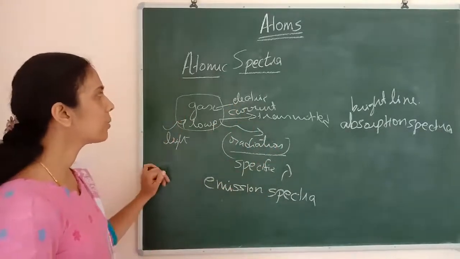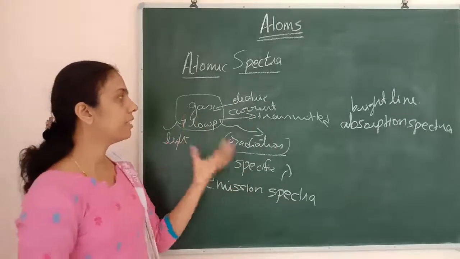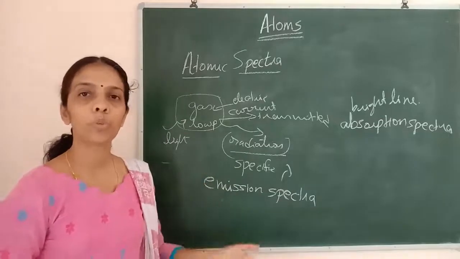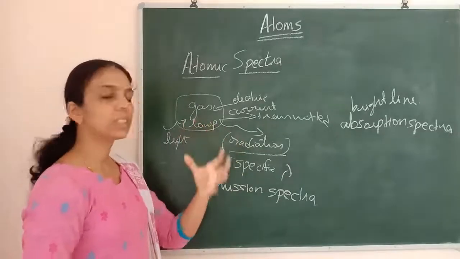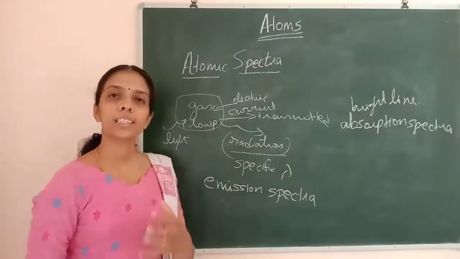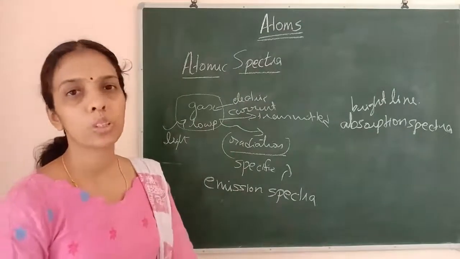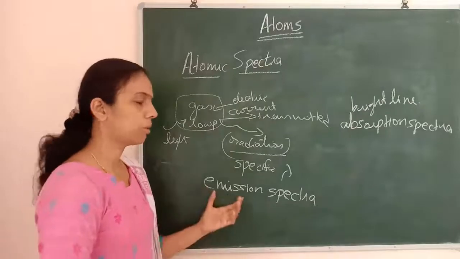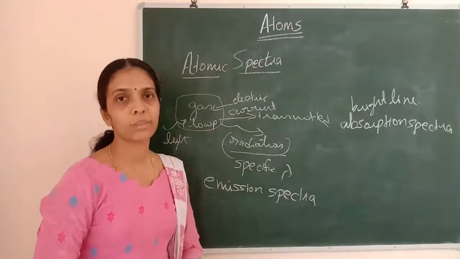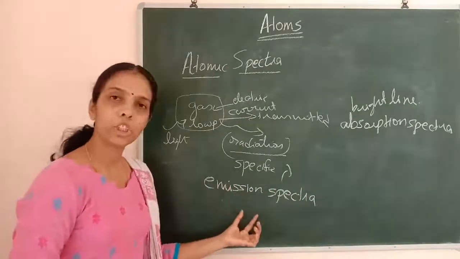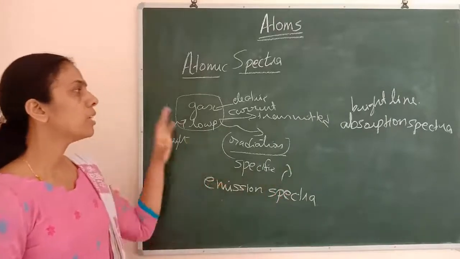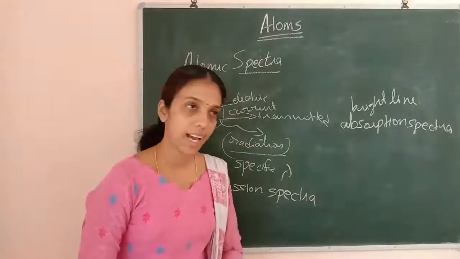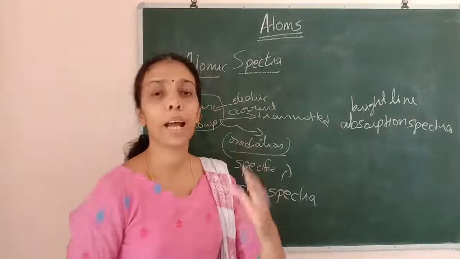I'll tell you once more. In an atomic gas under low pressure, we pass electricity through it. What will happen? The radiations will be emitted. These radiations include specific wavelengths. So these radiations are called emission spectra, which is observed as bright lines. Okay, when light is passed through the gas, the transmitted light includes some lines.